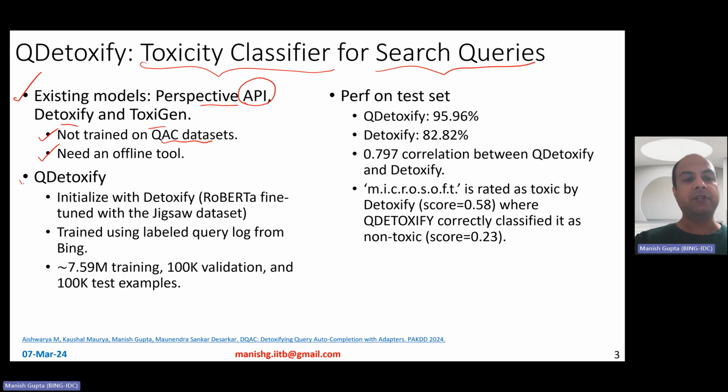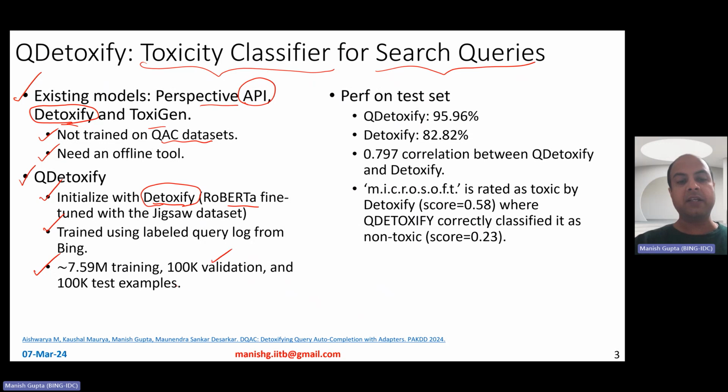Therefore, we first build QDETOXIFY, a query detoxification tool, which evaluates the toxicity score for a particular query. We initialize this model using Detoxify itself, Detoxify being a popular toxicity classification model, which is itself based on RoBERTa fine-tuned with the Jigsaw dataset. We train it with the labeled query log from Bing. At Bing, we have lots of labeled query logs indicating whether a query is toxic or not. We fine-tune Detoxify using this Bing query log data, and essentially we use about 8 million training instances.